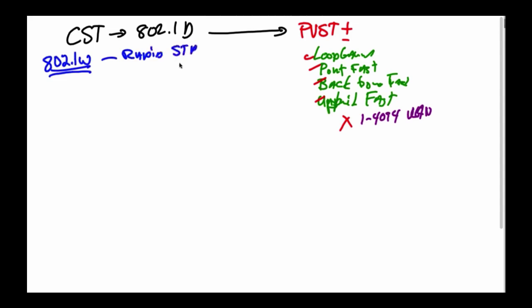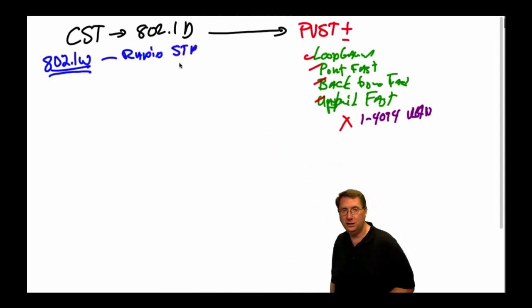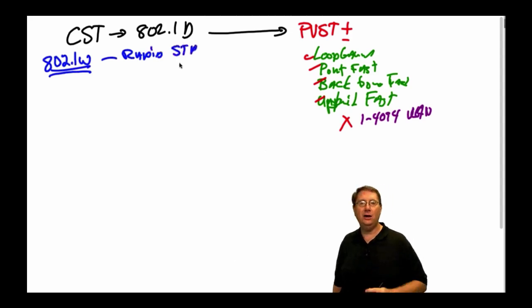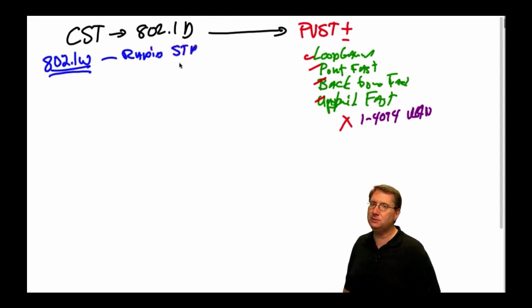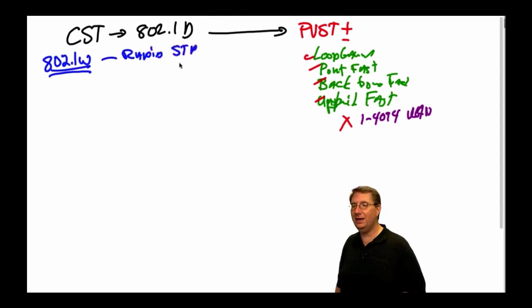Now the way I remember this is rapid spanning tree. The way that I actually remember this is I think of Elmer Fudd. It's WAPID. So 802.1w stands for WAPID spanning tree, and as long as you have that image in your head, you'll never forget what it stands for.